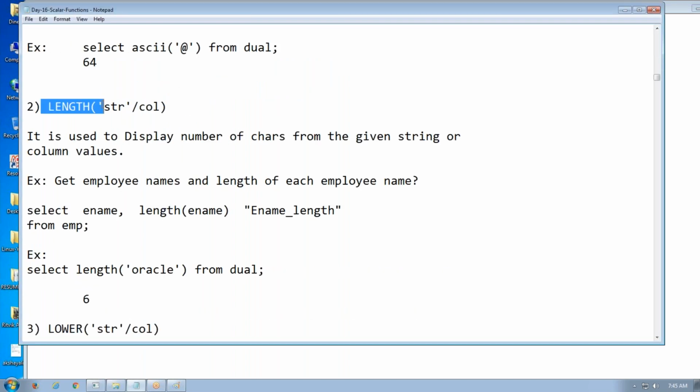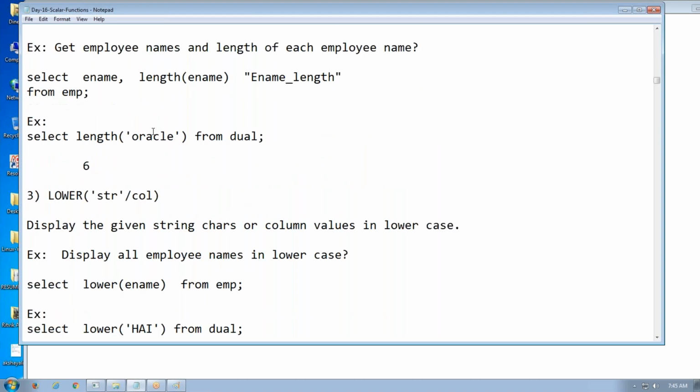Next one, length. How to find out the length of a string? If you want to find out the number of characters in the given string, or the number of characters in each value from the column, then we will use the length function. Here, the length of the variable is 6. If you write length of ename, you are selecting employee name and displaying each employee name's length.